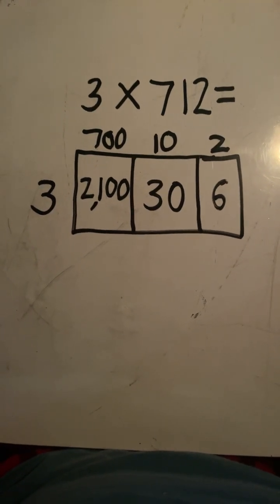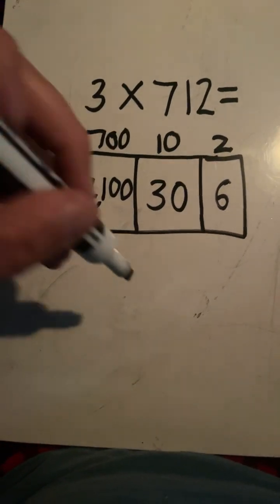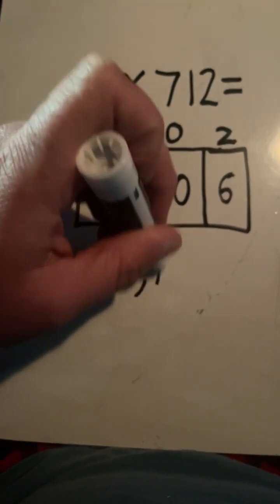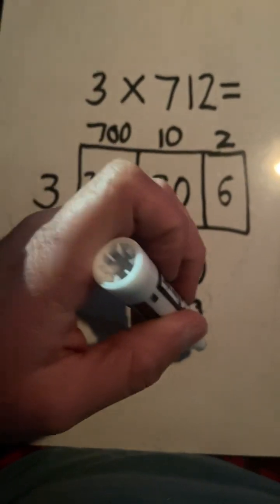Now the final step is we have to add these three numbers together. So we have to add 2,100 plus 30 plus 6.